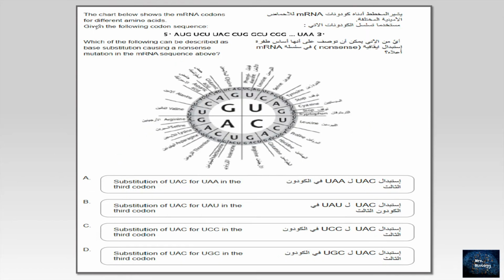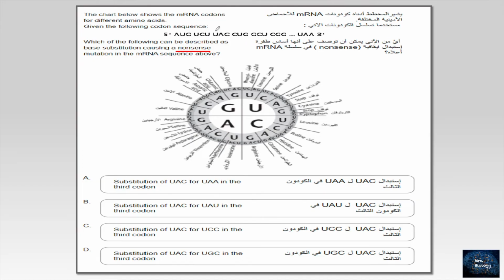This is a question. The chart below shows the messenger RNA codons for different amino acids. Given the following codon sequence, as we see, we have 7 codons from 5' to 3'. Which of the following can be described as a base substitution causing a nonsense mutation, please focus here, in the messenger RNA sequence above? The whole story, what is a nonsense mutation? In a simple definition, it's a premature termination of a protein.